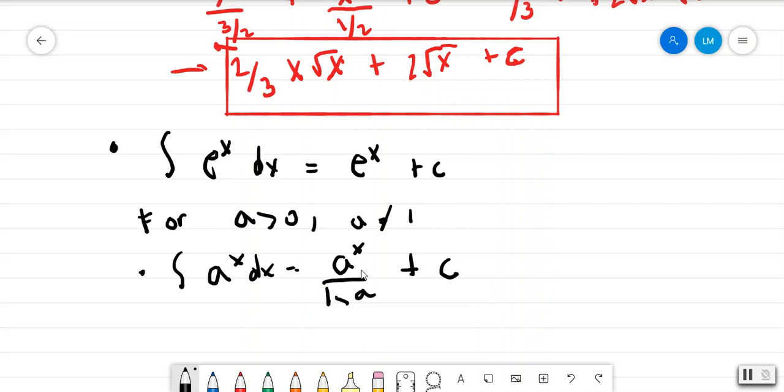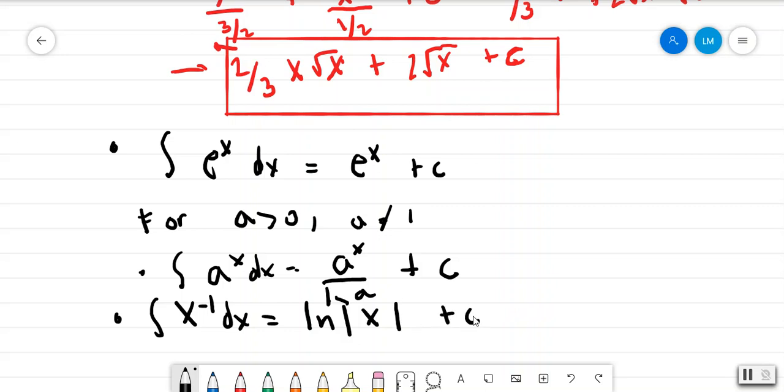Now there is a part where there might be a constant left over, and that's okay. The other thing that we have, just one more: the integral of x to the negative 1 dx is equal to the natural log of the absolute value of x, plus c.